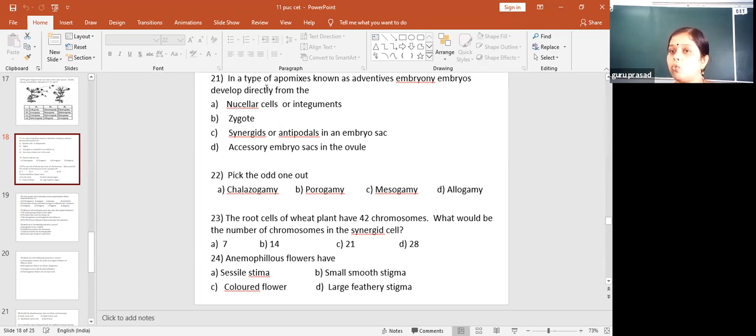Apomixis takes place in two methods. One, the diploid egg cell formation. That diploid egg directly develops into seed without fertilization. Okay, so the embryo sac consisting of diploid cell. This diploid cell gets converted as an egg, and without fertilization, egg will develop as a seed. This is one method of developing apomixis or seed formation.